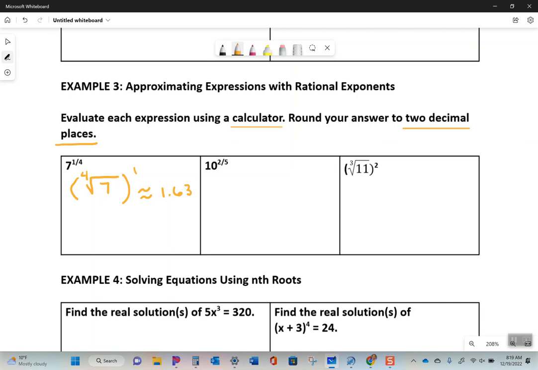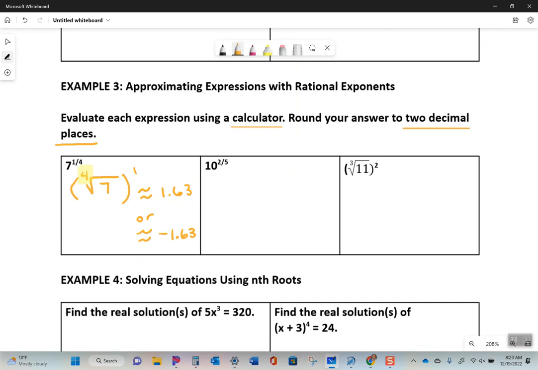Now, here's the deal on this. We need to revisit our core concept. What kind of index did you have up there in the parentheses? Was it odd or even? It's even, which means that if it's an even root and you have a positive value underneath the radical sign, this could either be positive 1.63 or what? Could be a negative 1.63 as well. So I'm going to call this approximately plus or minus 1.63.